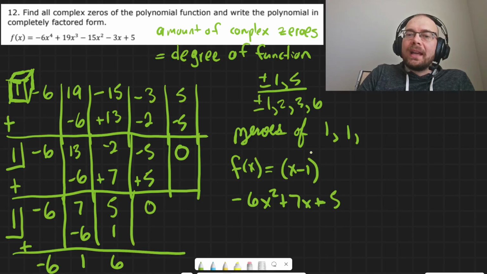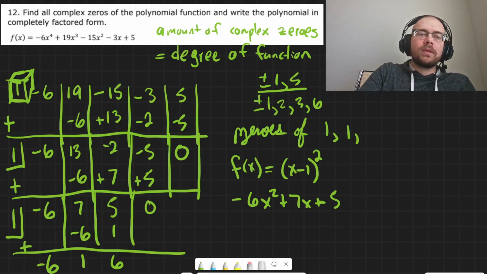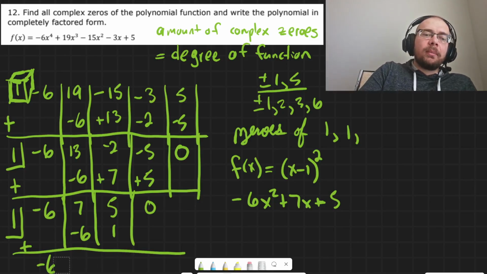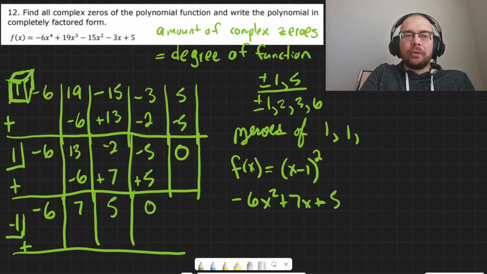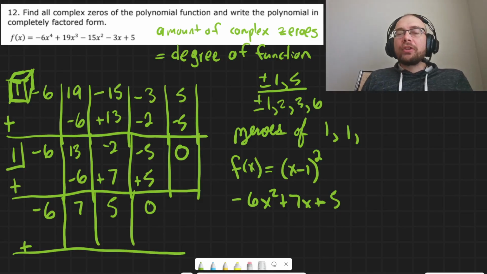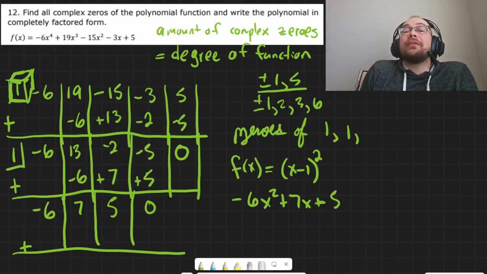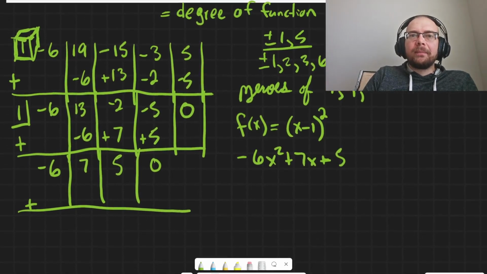So I do know that I only have 2 zeros of 1, which means I only have 2 factors of 1. Now I could keep going, and I could try other numbers. But remember, I'm just going to be guessing around in the dark here until I find something that works. I could try -1. I could try 2. Actually, no, I wouldn't try 2. I would try 5 or -5. One of those could work, but I don't know for sure until I try it, rather than actually just factoring it.